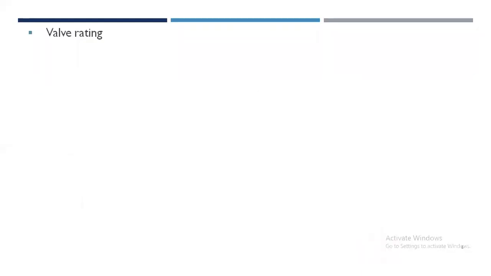Let's see the valve rating. The valve voltage rating is specified in terms of peak inverse voltage, which it has to withstand. The ratio of peak inverse voltage to the average DC voltage is an index of valve utilization.